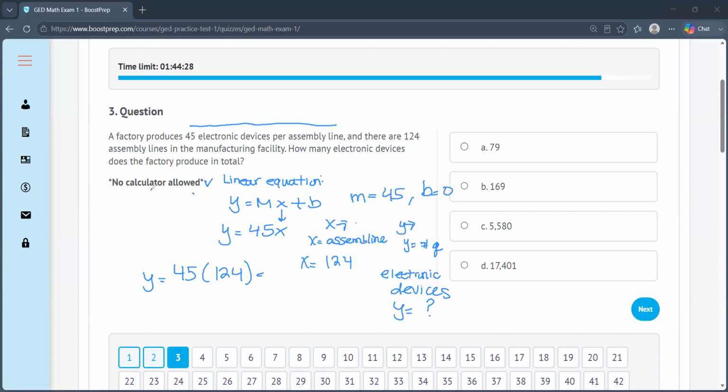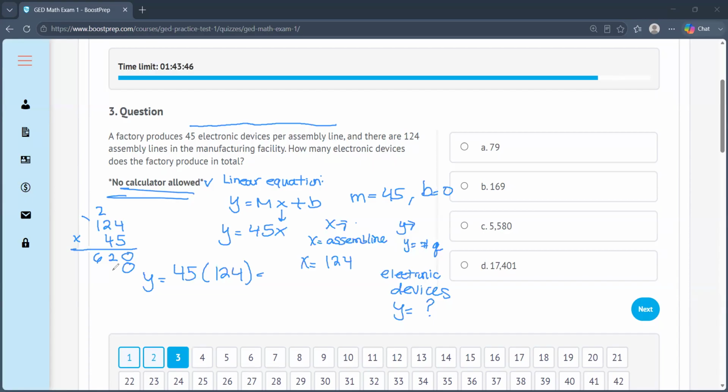Now they specifically said no calculators, so we'll have to do this by hand. So how do I multiply 45 by 124? You could do it this way. You put the larger number on the top, so 124 is larger, and then put the smaller number on the bottom, making sure it's completely aligned to the right. Then just do your multiplication. What is 5 times 4? 20. Carry the 2. What's 5 times 2 plus 2? Well, 5 times 2 is 10. Carry the 2. That's 12. Carry the 1. What's 5 times 1 plus 1? That's 6. And then a placeholder.